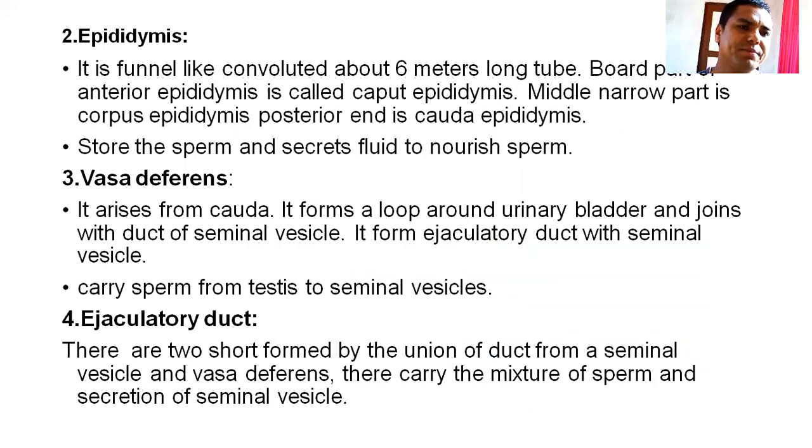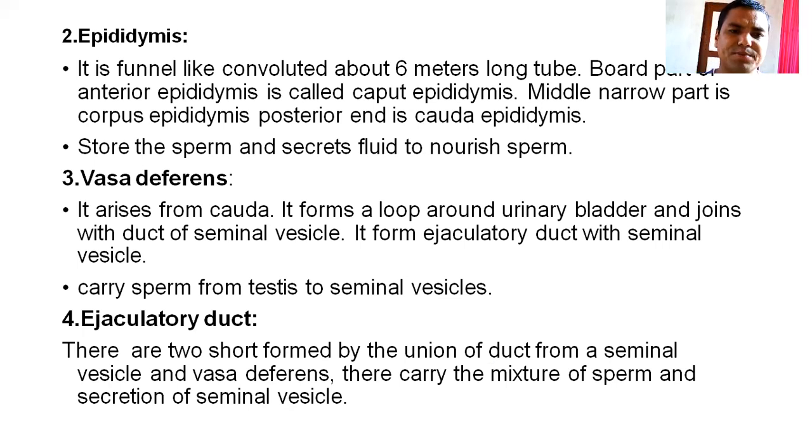Now, next is the epididymis. The epididymis is a funnel-like convoluted tube about 6 meters long. The broader part at the anterior end is called the caput epididymis, the middle narrow part is the corpus epididymis, and the posterior end is called the cauda epididymis. So students, the epididymis is divided into 3 parts.